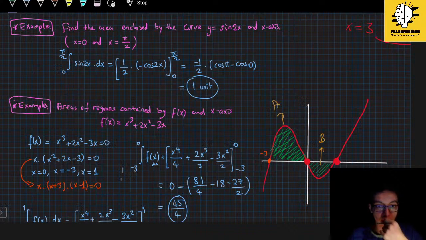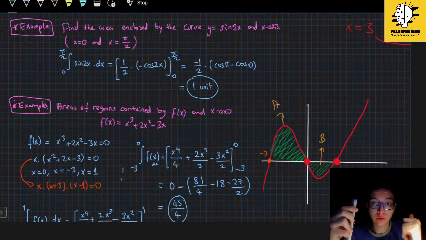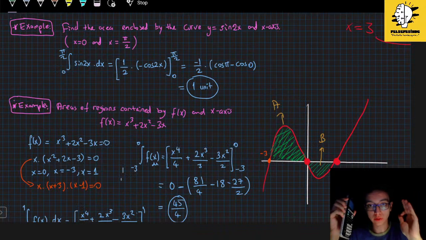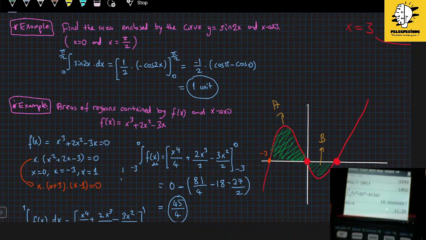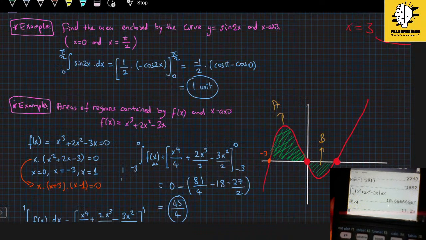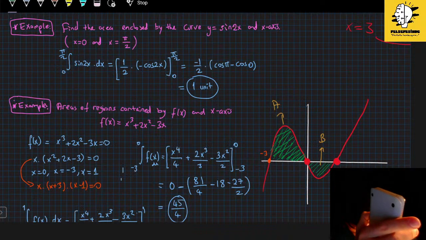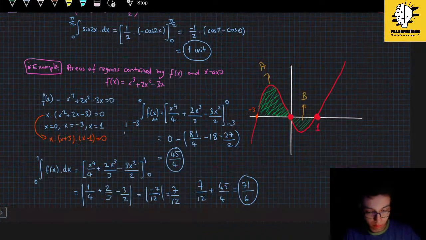That's it, guys. That is the trick here. Again, I actually want to show you what happens if our viewers take directly the interval from -3 to 1. This is what happens. You found 45 over 4, right? Your final answer. 71 over 6. Okay, so just a second. The whole answer is 71 over 6.